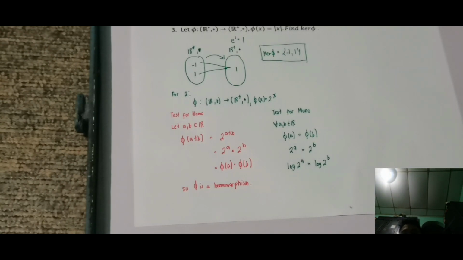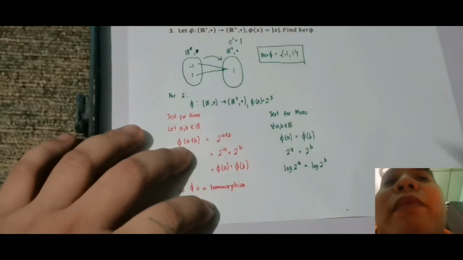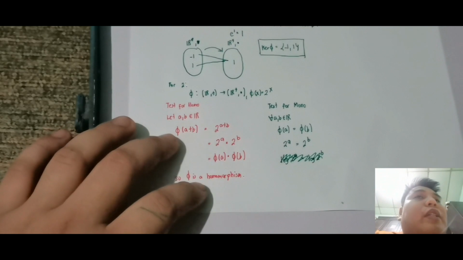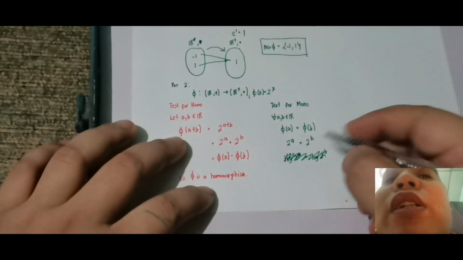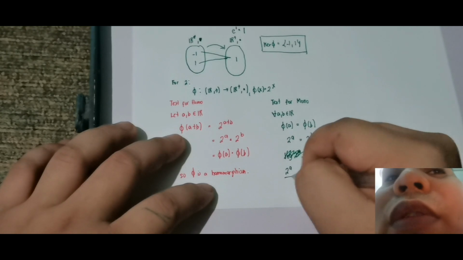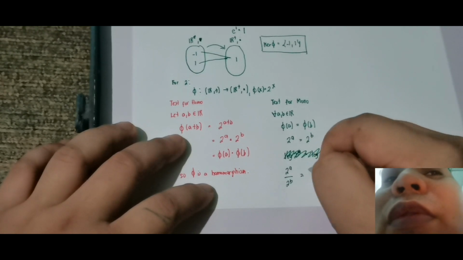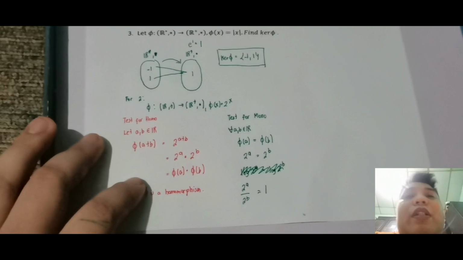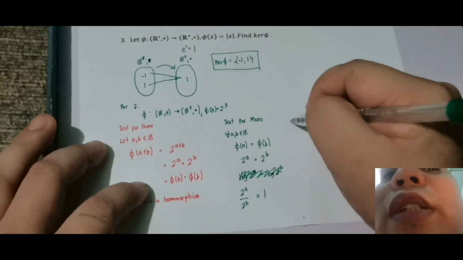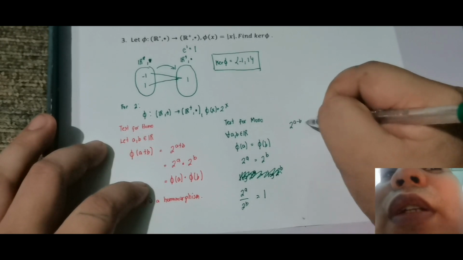Okay. So, yun. May mali akong diskarte. Okay, so, napansin ko, pwede ko palang gawin ganito. So, divide ko both sides by 2 raised to B. So, this is just equal sa 2 raised to A over 2 raised to B is equal to 1. Okay, which is, pag in-apply natin yung property, this is just equal sa 2 raised to A minus B is equal to 1.